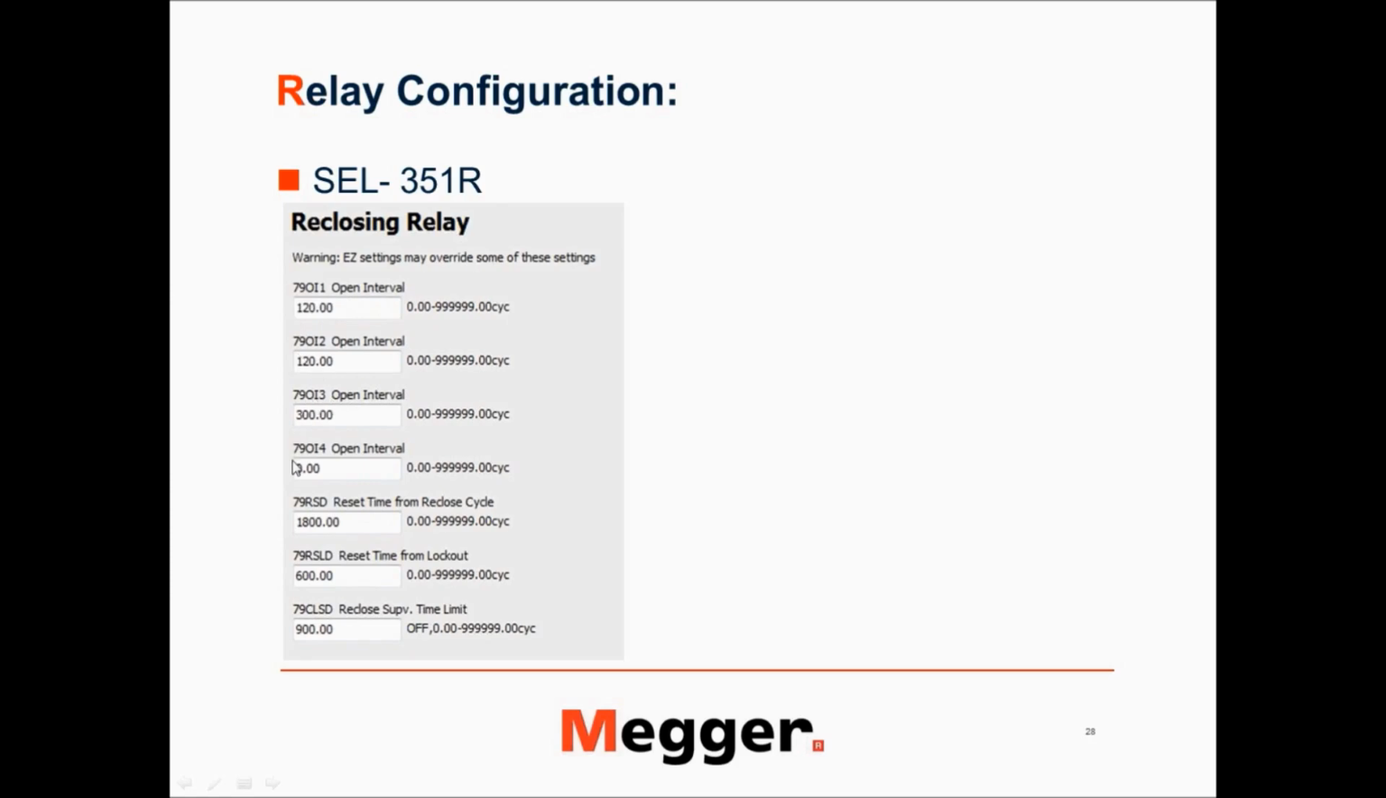As you can see, my first shot is faster than my third shot. So my first 2 shots are faster than the other shots. My third shot waits for 300 cycles. This is just a typical example. It varies according to whatever system you have. So my first shot is faster so that any transient fault is cleared. The more shots I go, the more time I wait. In this case, the 79 OI4 here is 0. What it means is there are no 4 shots. It is only enabled for 3 shots.